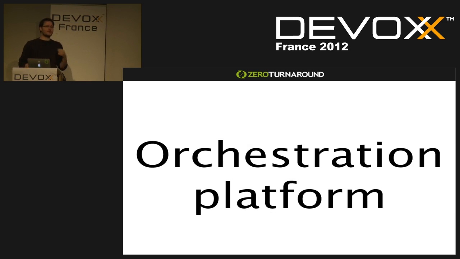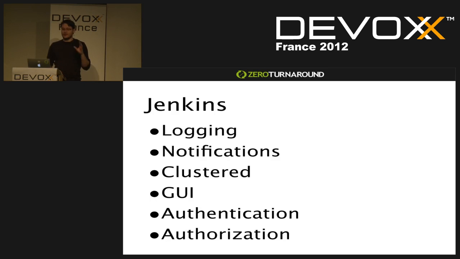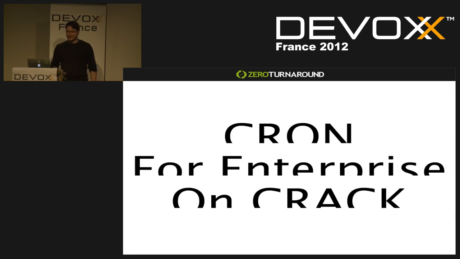But really, it's more of an orchestration platform, right? You encode your workflows, you encode what depends on what. You can start at a certain time, you can trigger it, you can send alerts. So it's more like an orchestration platform or an automation platform, you can call it that as well. And you also get all kinds of enterprise features: logging, notifications, clustering, UI, authentication, authorization. So what we like to call it is that it's CRON for enterprise on crack.